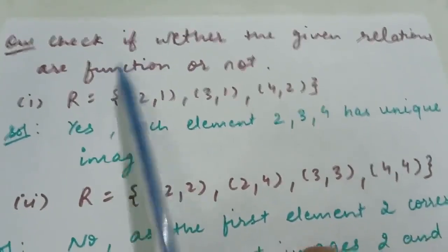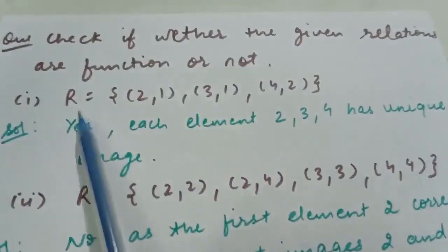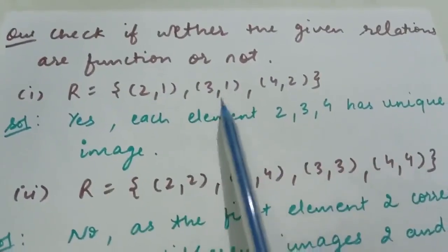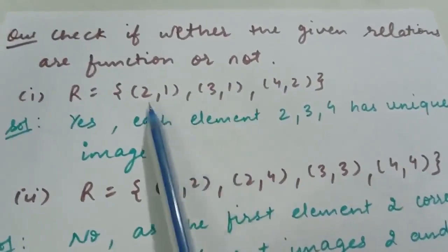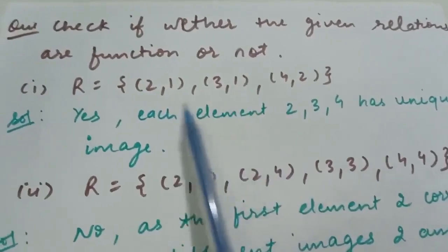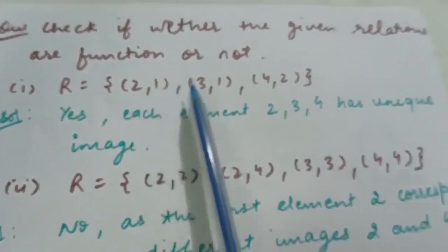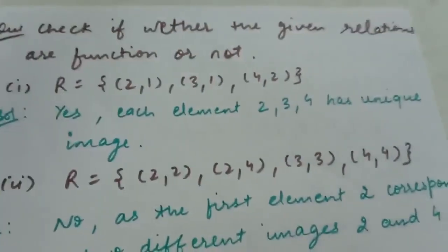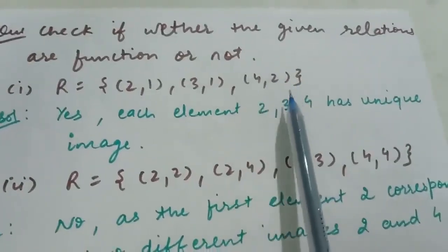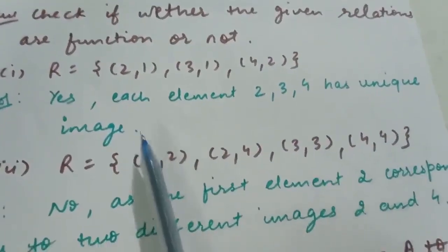Now the next question is to check whether the given relations are functions or not. R is a relation given by {(2, 1), (3, 1), (4, 2)}. As we can see, the first element is not repeating, that is, each element has a unique image. 2 has only one image, 1. 3 has only one image, 1. 4 has only one image, 2. So yes, it is a function because each element has a unique image.